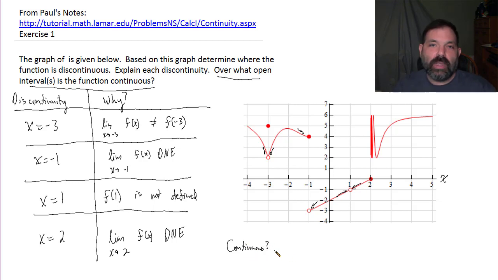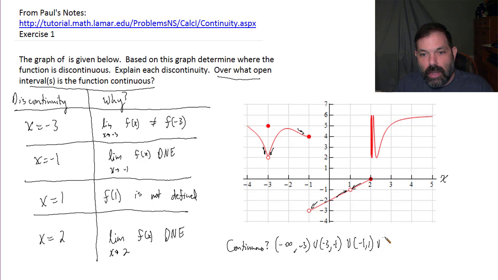All right, so if we assume that the function continues on to the left and to the right, then I would say that this function is continuous from -infinity to -3, then from -3 to -1, then from -1 to 1, then from 1 to 2, then from 2 to infinity. Those are the open intervals where this function is continuous.